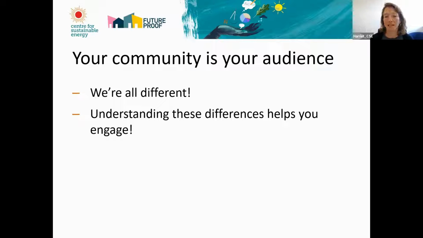Or really understanding what's the key barrier, what's stopping that household thinking about making changes to their home. And is there any information that you have which could help them with addressing that barrier? So we really recommend just being aware of the different types of people that you might speak to in your community.